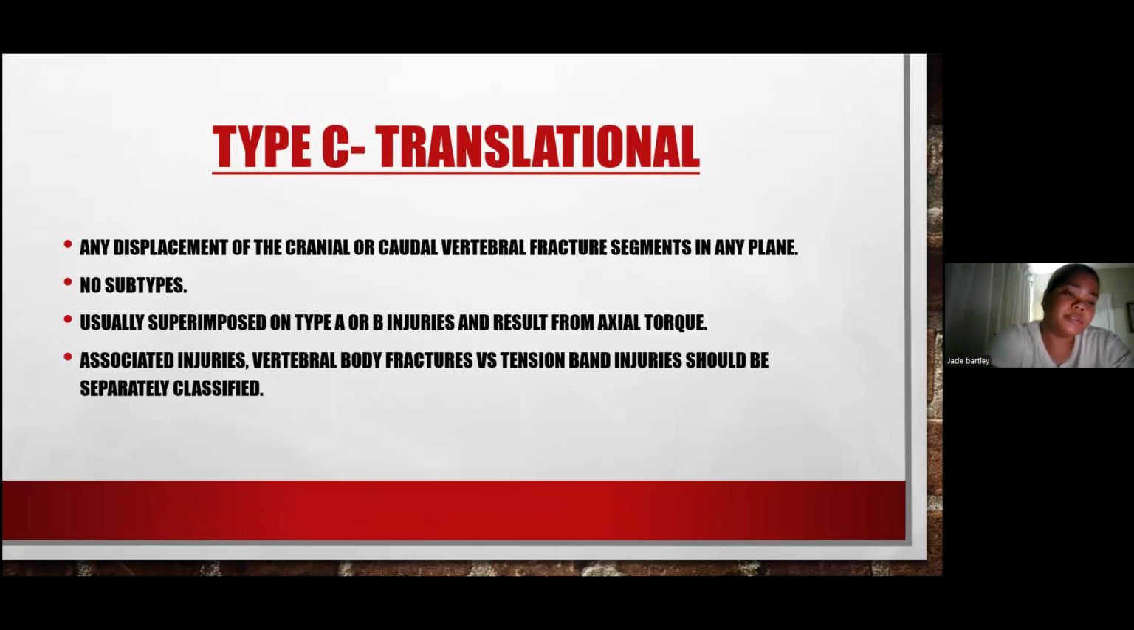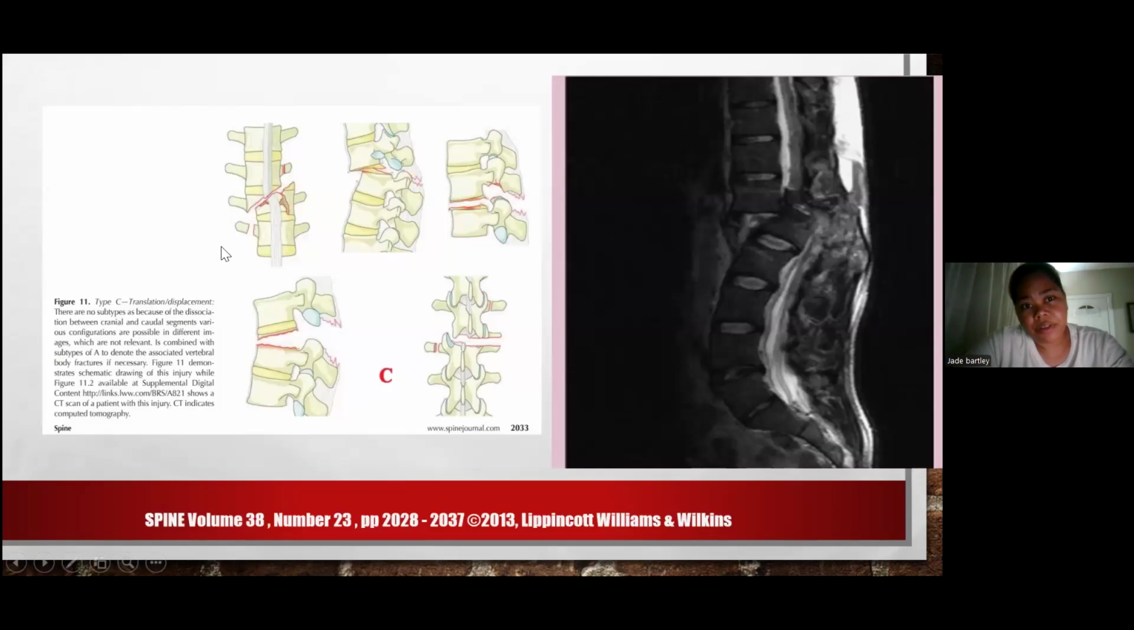So type C fractures are usually the most severe, and it has to do with anything that displaces a cranial or caudal vertebral fracture segment in any plane. There are no subtypes, and it may have superimposed type A or type B injuries, which usually should be classified separately and not just classifying the fracture as a type C. But once seen, this would require operative intervention if the patient has no contraindications. And this is just a further pictorial view showing distraction, as you can see here.